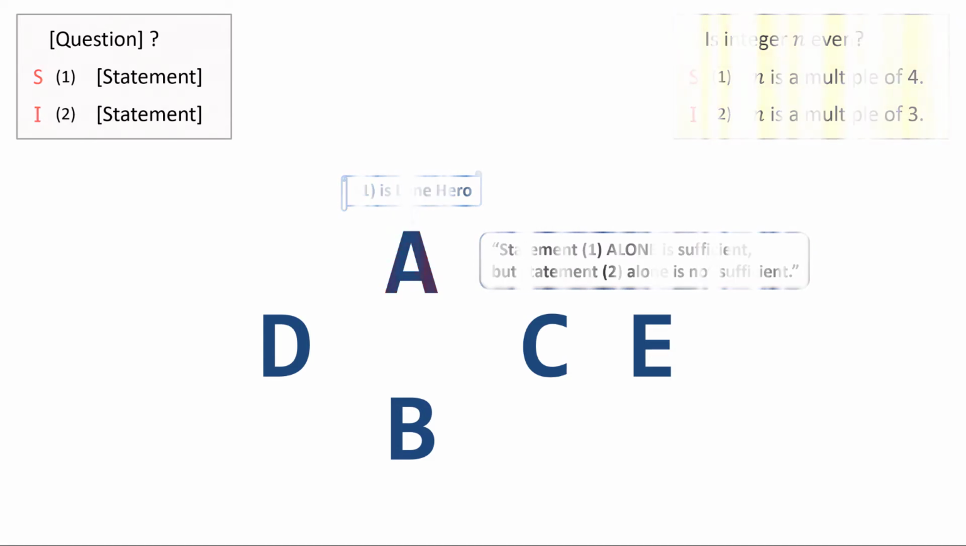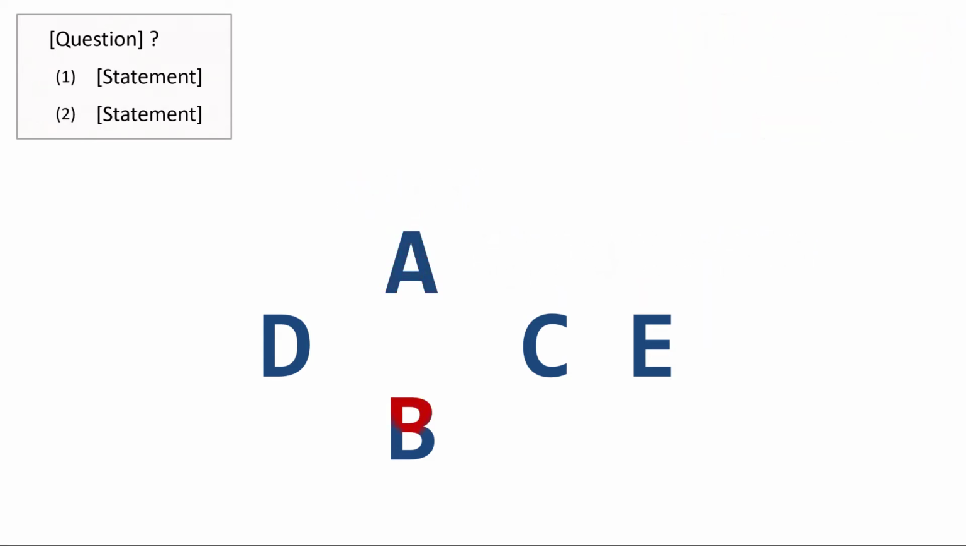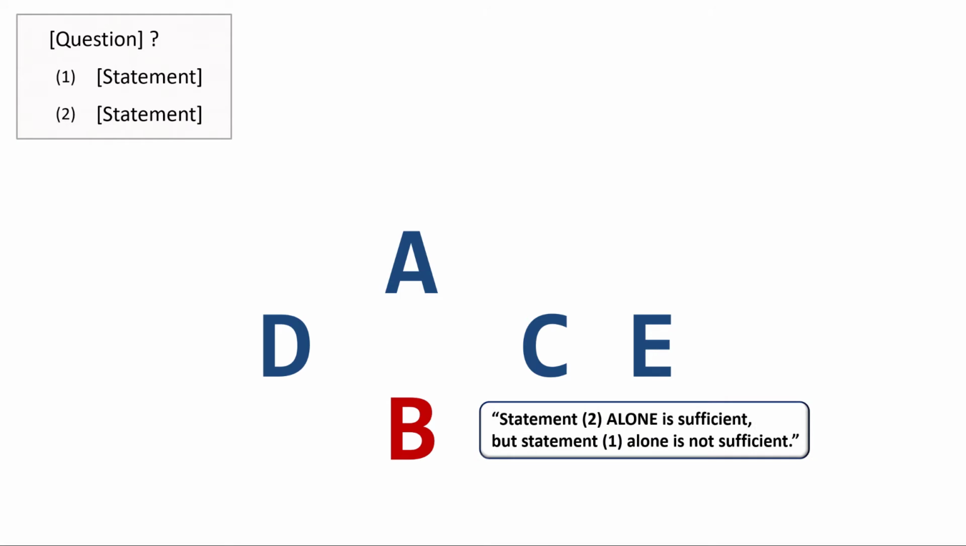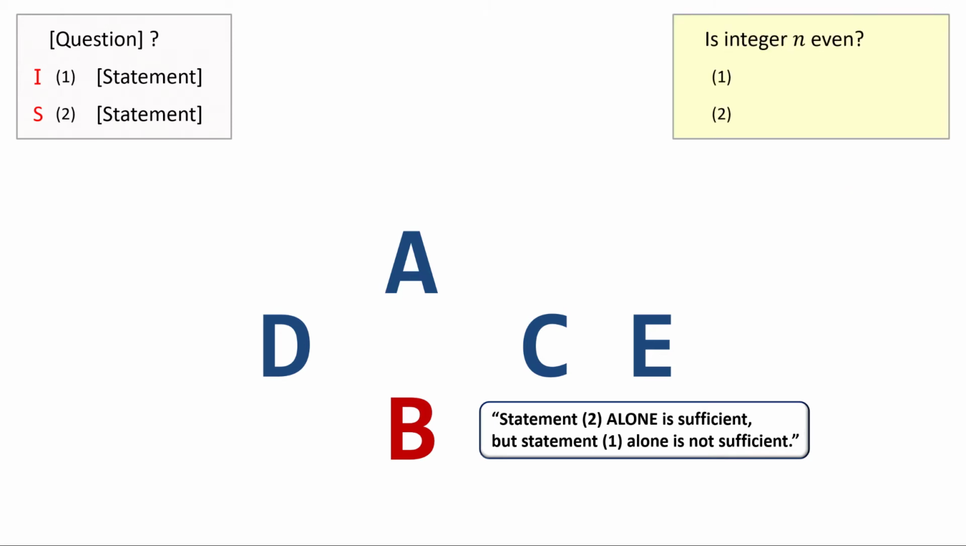All right, let's move on to answer choice B. B is like a mirror image of A. It says, statement 2 alone is sufficient, but statement 1 alone is not sufficient. This time when we label our statements, statement 2 gets the S for sufficient, and statement 1 gets the I for insufficient.